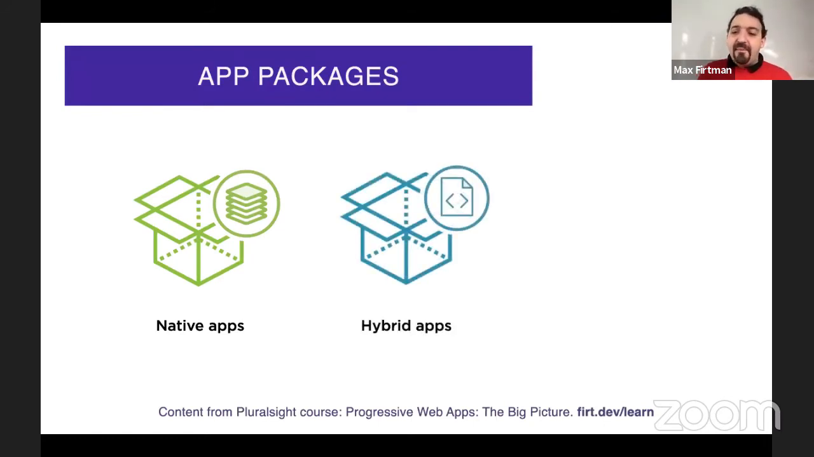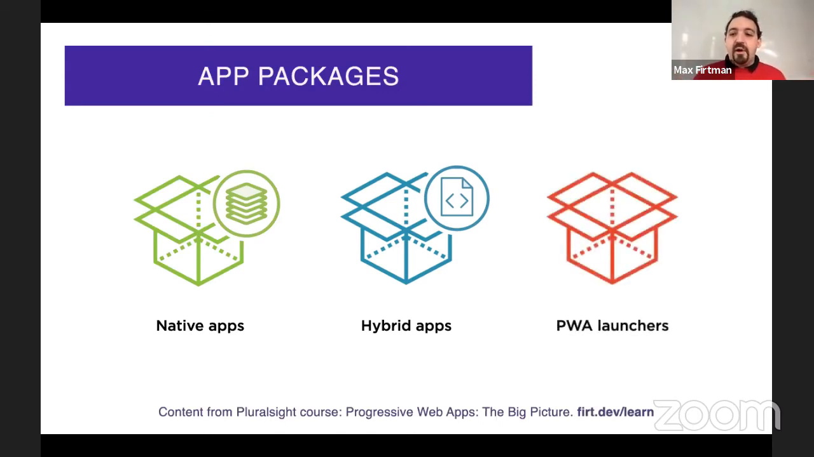We can also have hybrid apps. A hybrid app is something that you can create, for example, with Adobe, rest in peace, Adobe PhoneGap or Apache Cordova. In that case, it's also a native package. It's a box, but inside the box, you don't have binary content. You have HTML. You have web content, right? You have a web app. And now we are going to talk about PWA launchers. A PWA launcher is a native package. It's a native box but it's empty. We are not going to ship content within that PWA launcher.